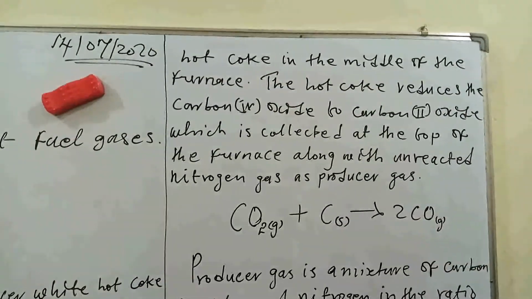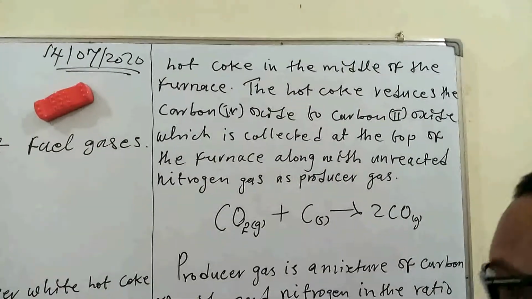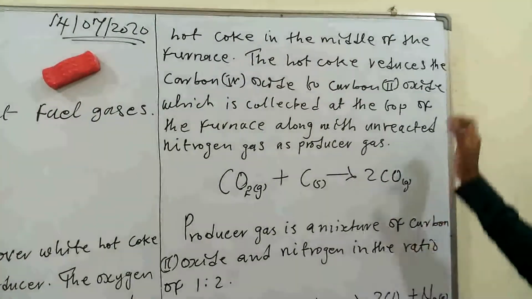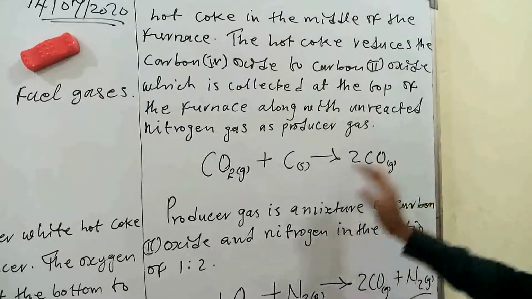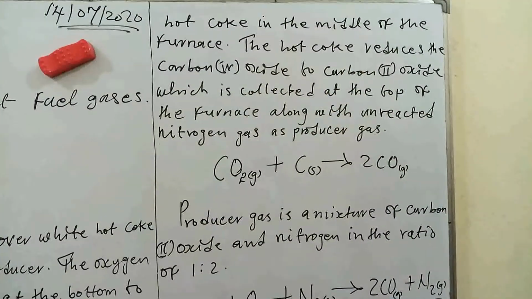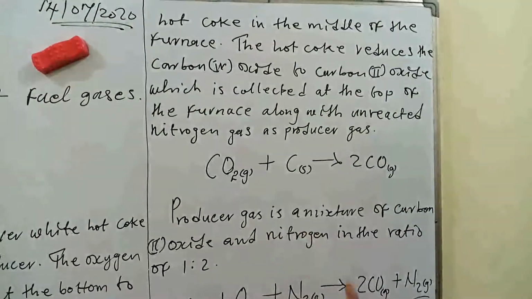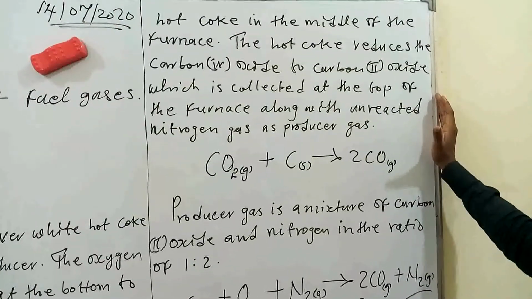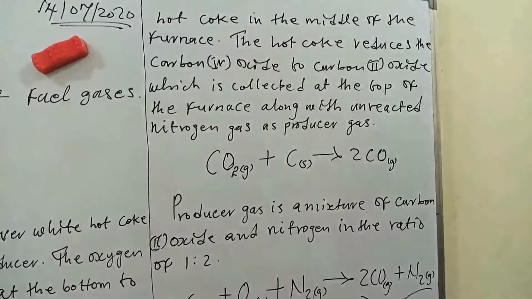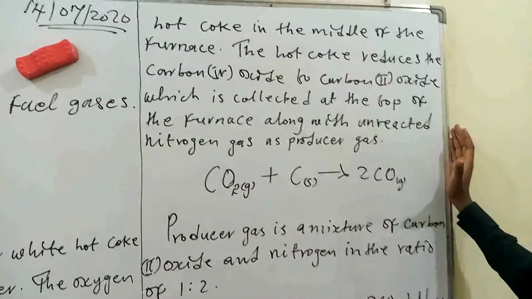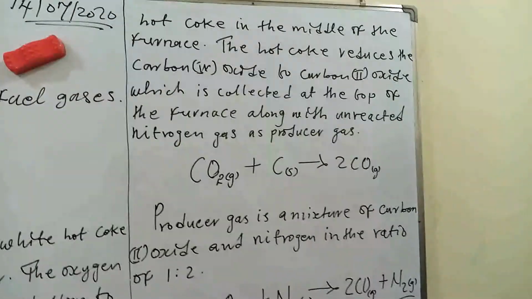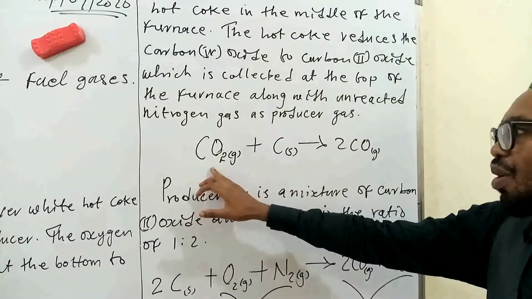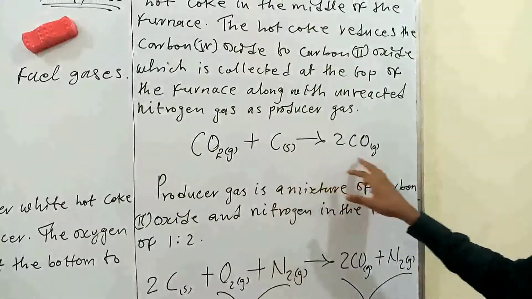Now, as the carbon 4 oxide is produced, it reacts with more of the coke in the furnace, and the hot coke reduces the carbon 4 oxide to carbon 2 oxide. So now you see how carbon 2 oxide is produced from the producer. Once carbon 2 oxide is produced, that is the reduction of carbon 4 oxide by more coke in the producer, it is collected at the top of the furnace along with unreacted nitrogen gas as producer gas.